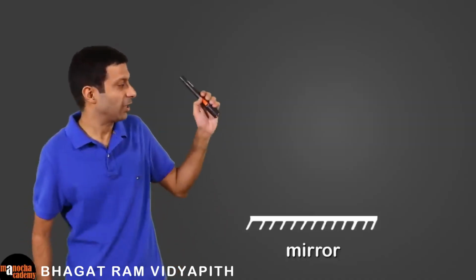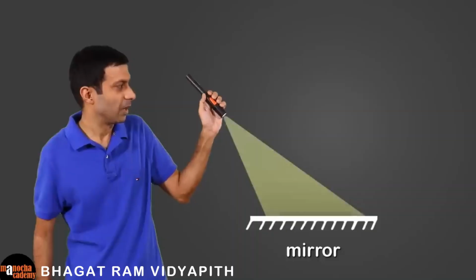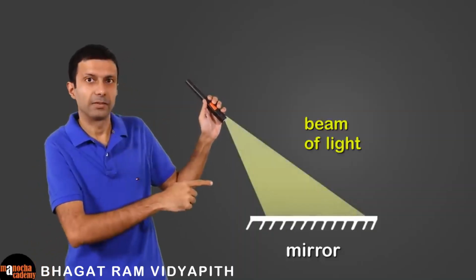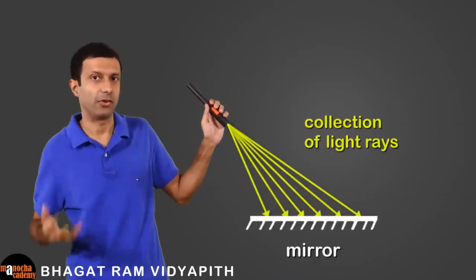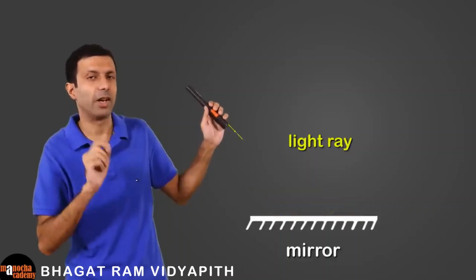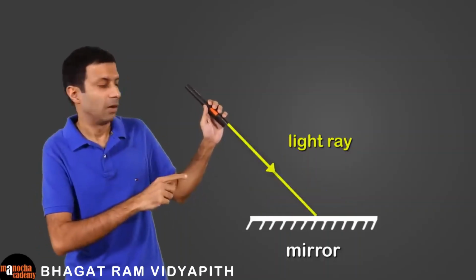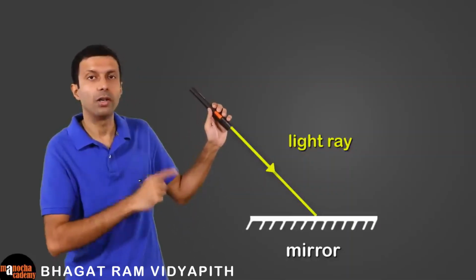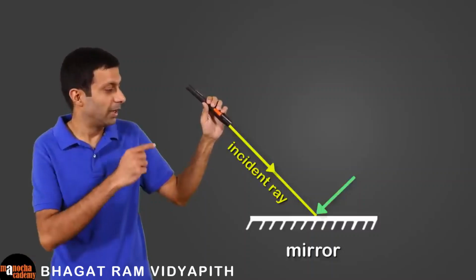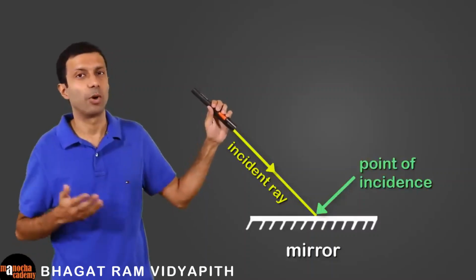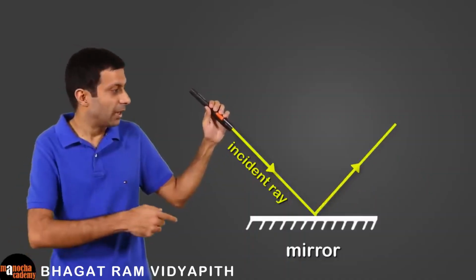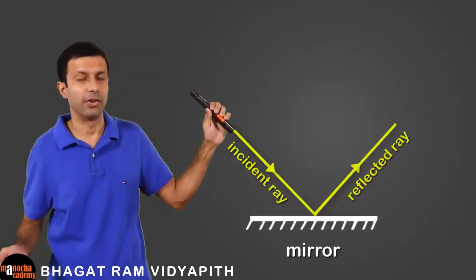Light follows certain laws of reflection. But before we discuss the laws of reflection, let's do a quick recap on the basic terms first. Let's say there's a mirror here and I shine this torch towards the mirror. The torch gives out a beam of light. A beam is a collection of light rays. Let's consider a single ray of light for simplicity. The ray of light that's falling on the mirror is called the incident ray. The point where the incident ray hits the mirror is called the point of incidence. And the ray that comes back is called the reflected ray.